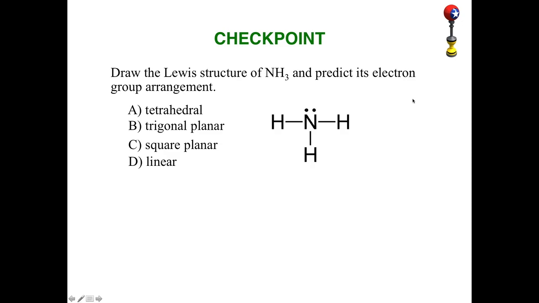If something has 4 electron groups, what is the arrangement of its electron groups? Okay, so far we've learned about electron groups already. You have 2, 3, or 4.